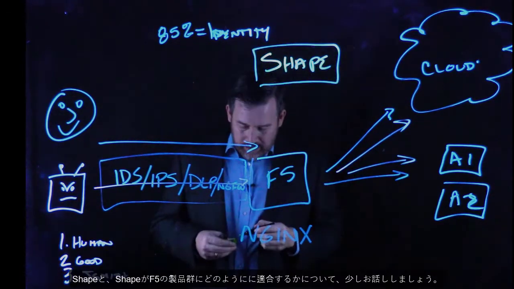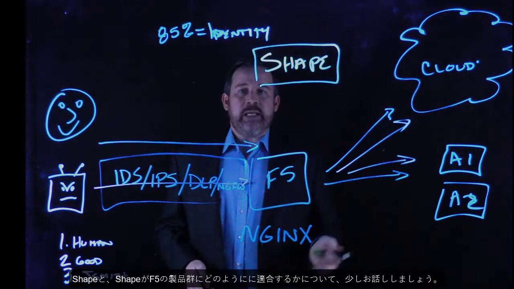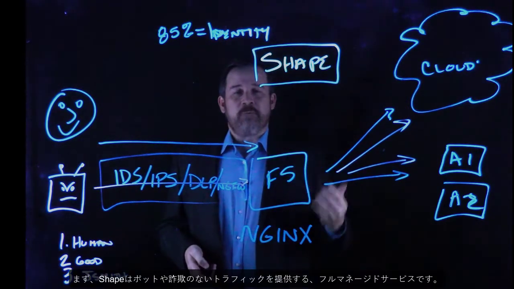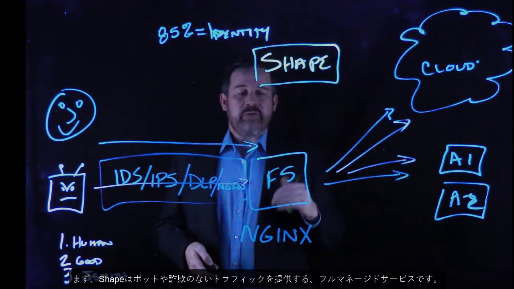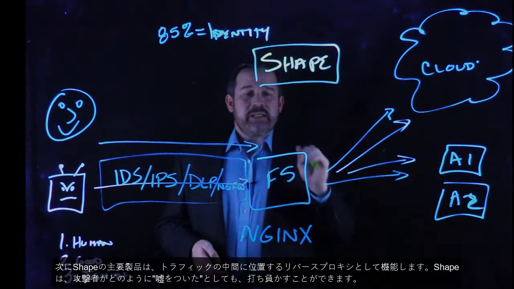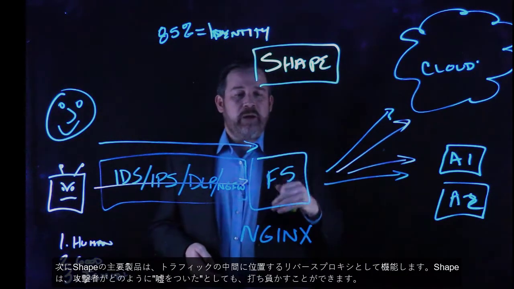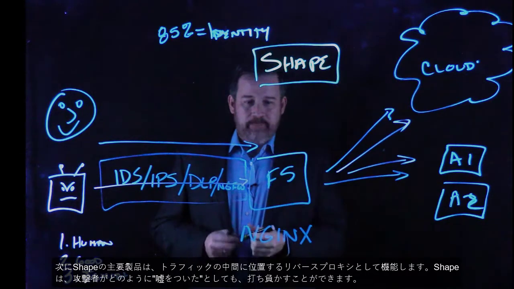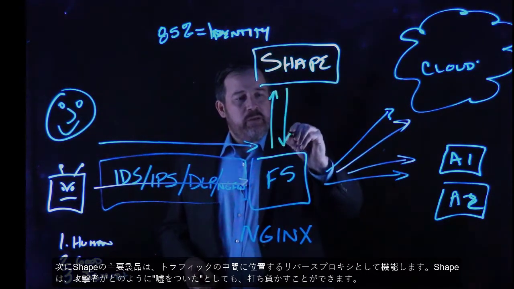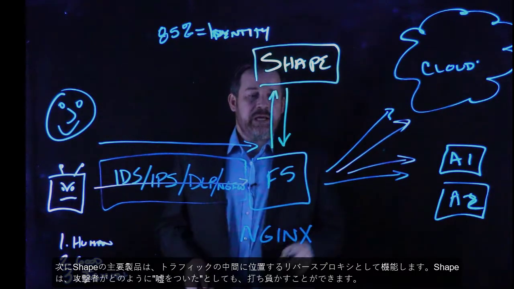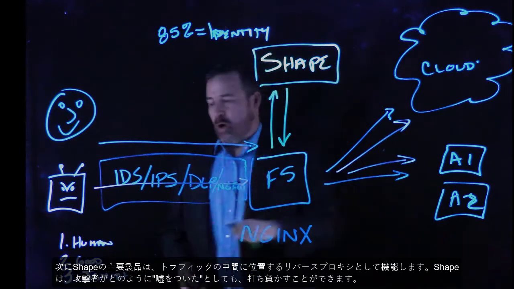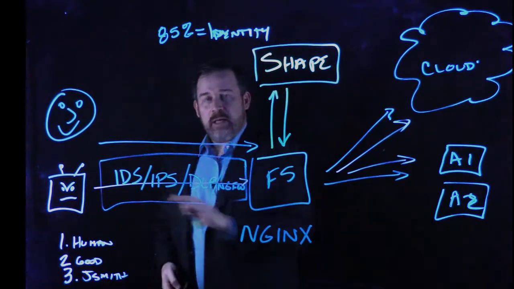Okay? Let me tell you a little bit about how Shape fits into the F5 family. First, Shape is a fully managed service that delivers the outcome of bot-free and fraud-free traffic. Second, Shape's core offering operates as a reverse proxy. So that sits in line with your traffic. Okay? Shape can defeat bots or defeat attackers no matter how they're trying to lie. So how does it do that?